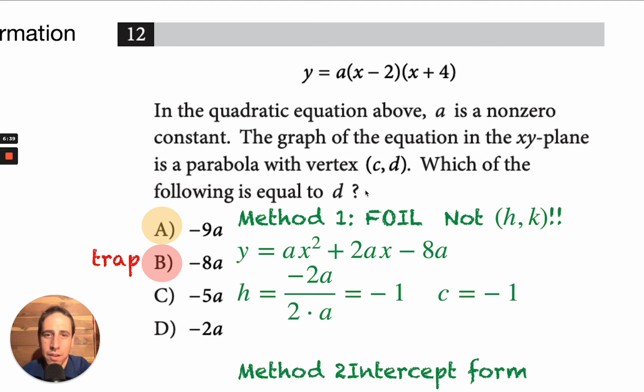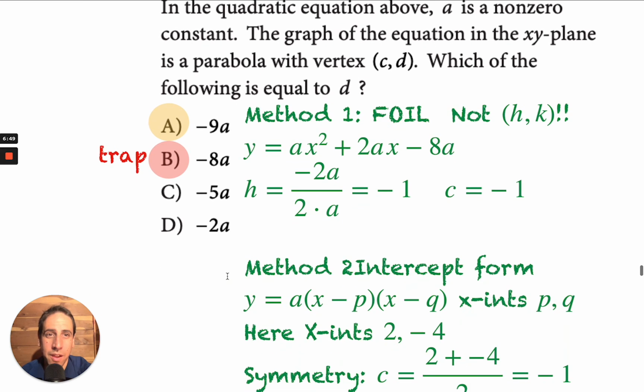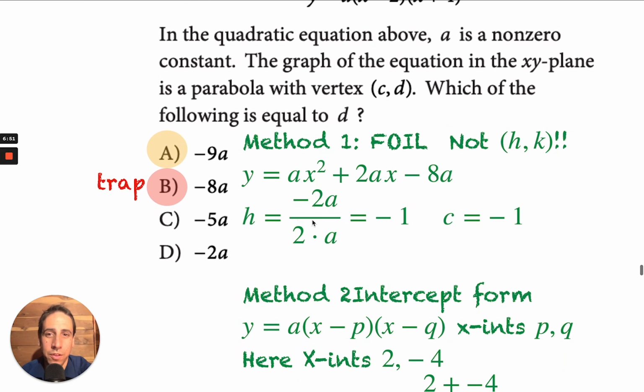Now you might be tempted to say, oh, I see a minus 8a here. When you first FOIL this out, you might dive for this trap answer right here, but don't go for it, because that's not what you do. Remember, you can use the negative b over 2a formula, and then plug the number you get, negative 1, into the equation to get the output of negative 9a.